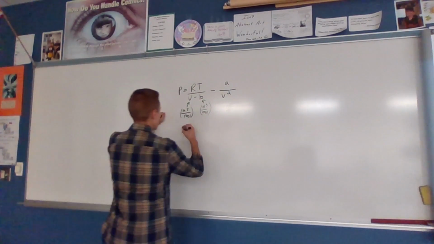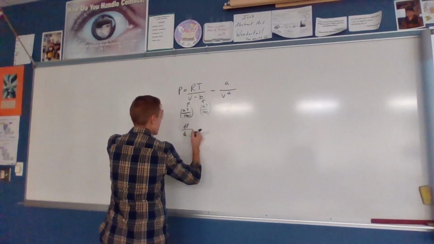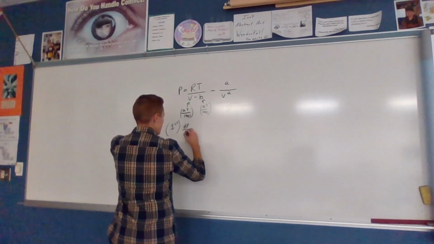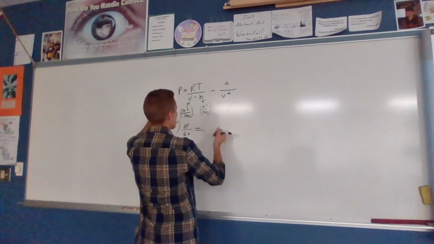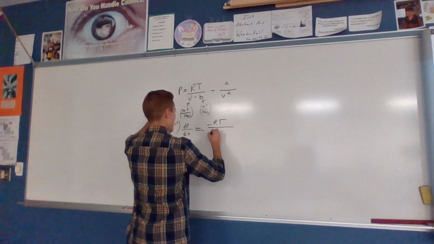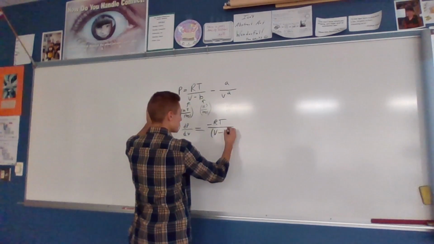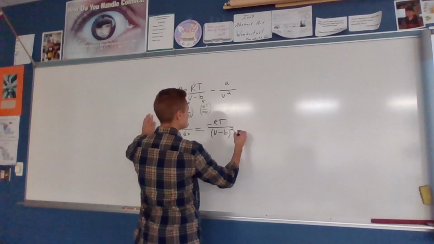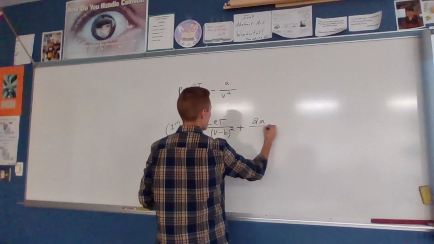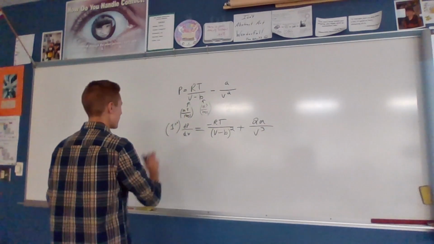So let's say dP over dV. So this can be the first derivative. dP/dV equals, let's see, negative R times temperature divided by our specific volume minus our volume of the molecules, squared, plus 2 times our A parameter over our specific volume cubed. Okay, that's our first derivative.